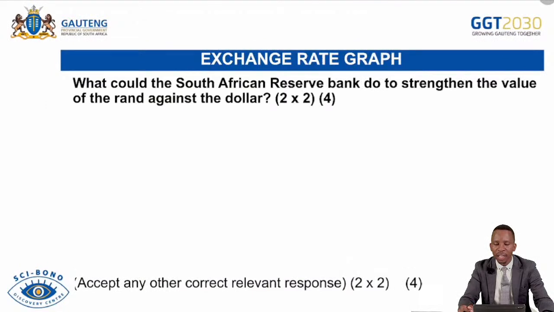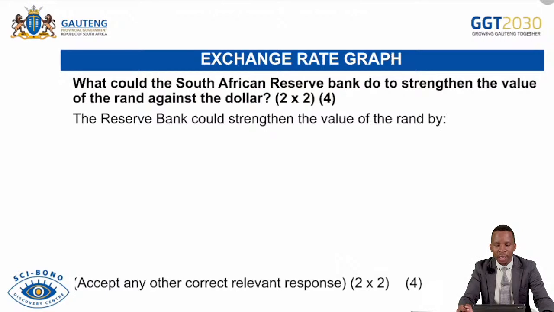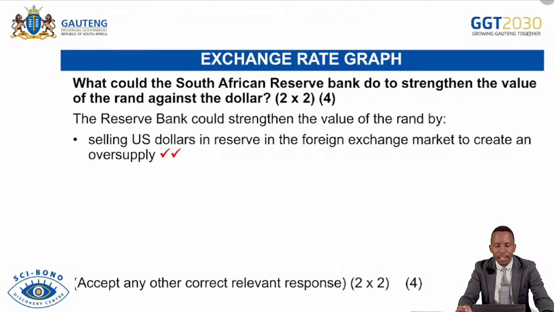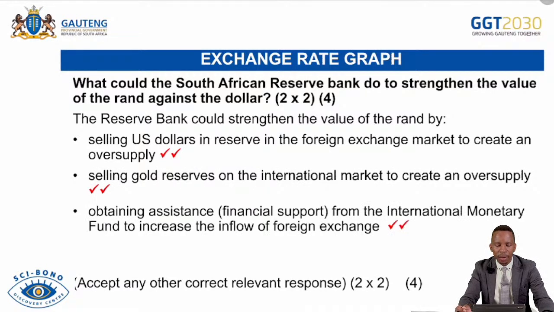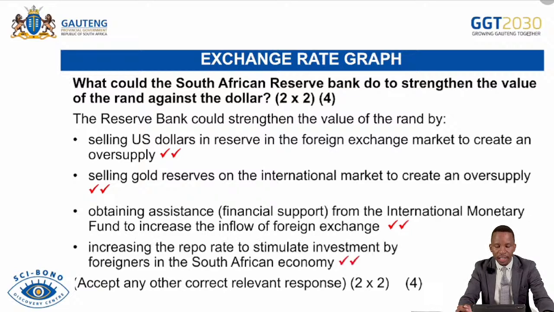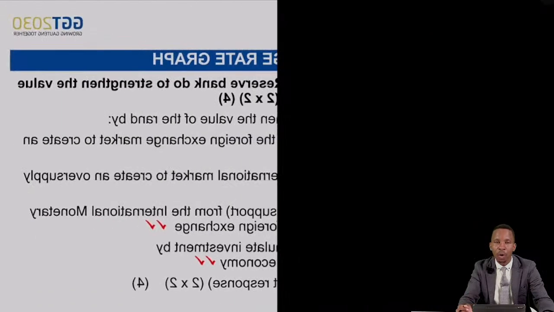And then what could the South African Reserve Bank do to strengthen the value of the rand against the dollar? That is 4 marks. The Reserve Bank could strengthen the value of the rand by selling US dollars in reserve in the foreign exchange market to create oversupply, selling gold reserves on the international market to create oversupply, obtaining financial support from the International Monetary Fund or IMF to increase the inflow of foreign exchange, and then increasing the repo rate to stimulate investment by foreigners in the South African economy. That was only for 4 marks.